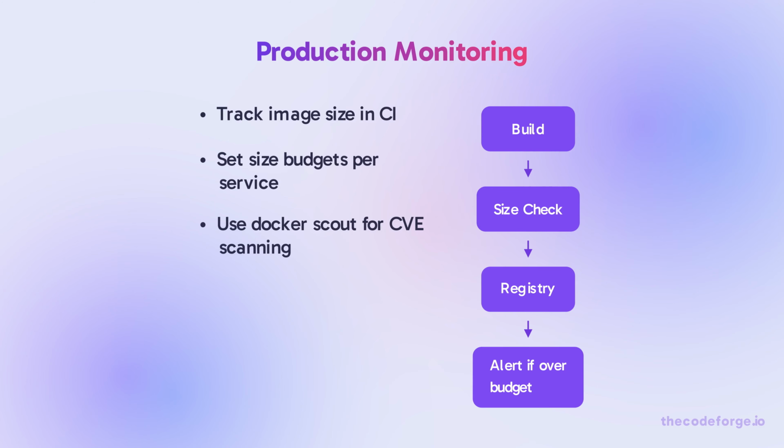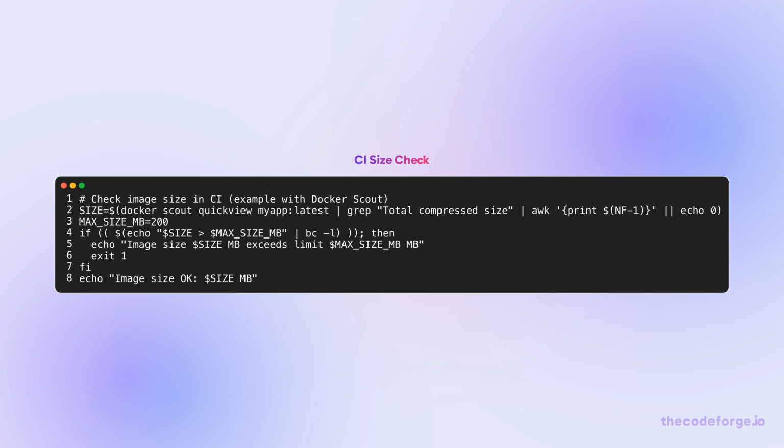Image size tends to creep. Monitor it in CI with tools like Docker Scout, set budgets, and fail builds that exceed them. This script checks compressed image size against a budget. Integrate it into your CI pipeline to catch bloat before deployment.